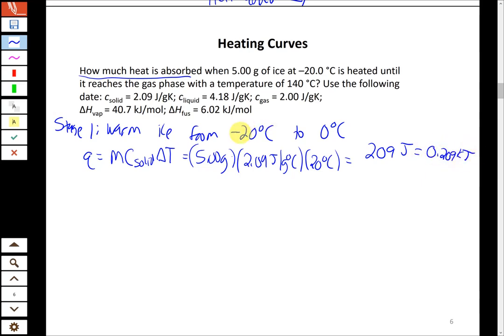So that's the difference in temperature. We're warming it up from -20, which is where we're starting, up to 0 degrees, which is the temperature at which it'll start melting. Right. And so in that range, you're warming it 20 degrees. So that's the delta T that you'll use.